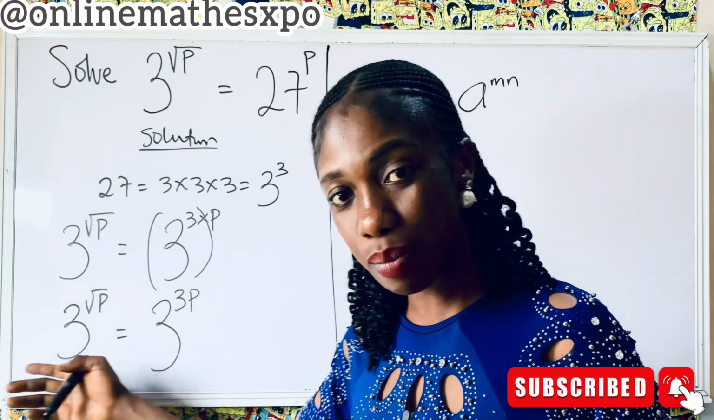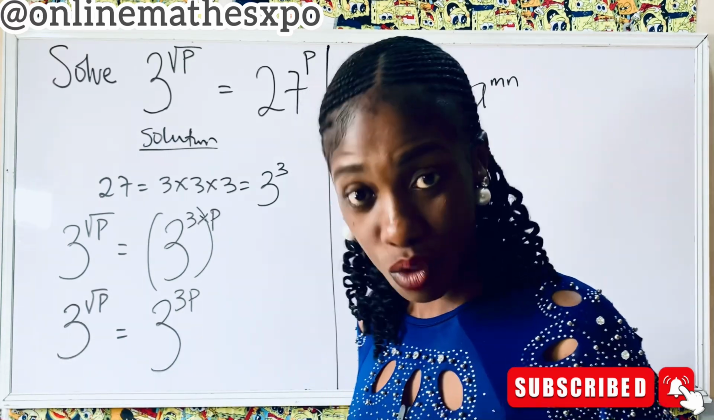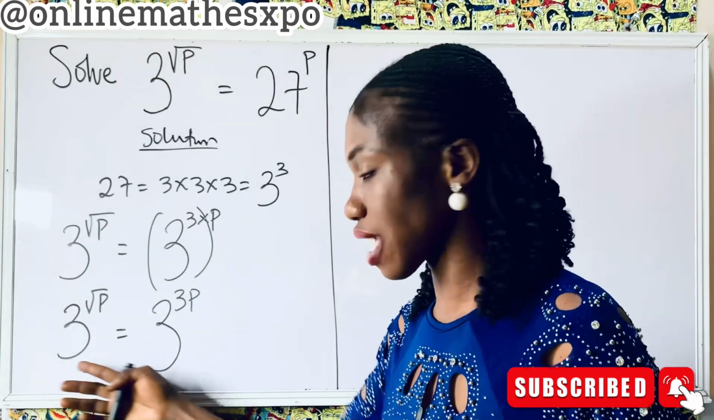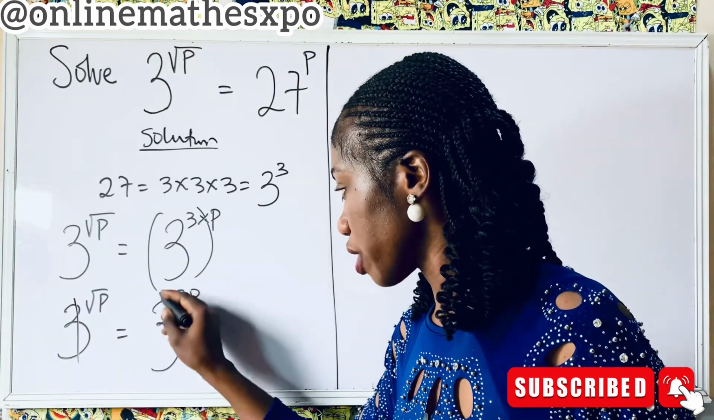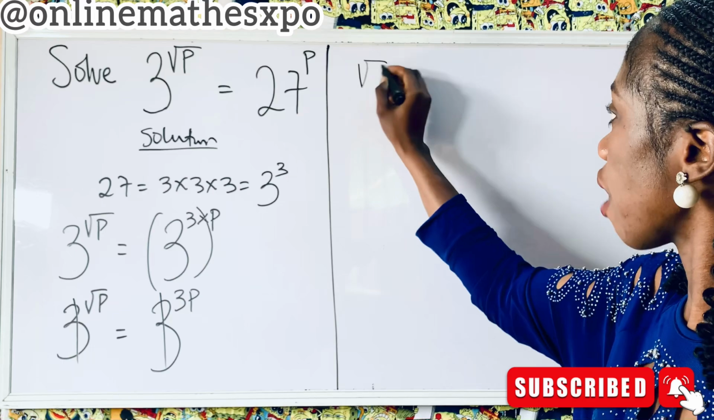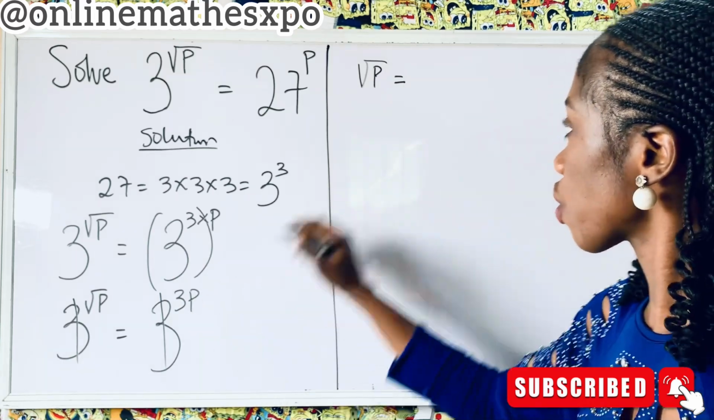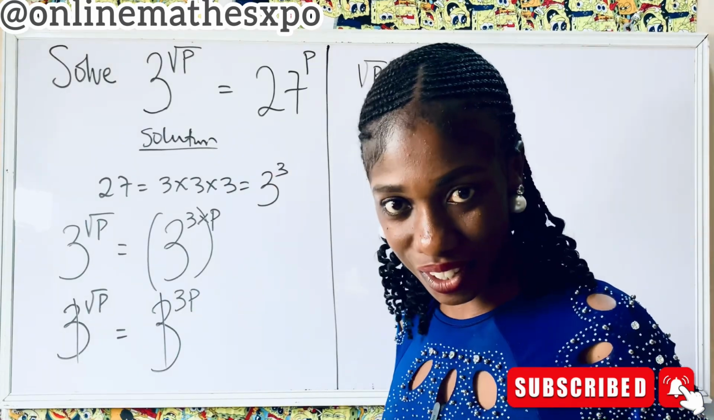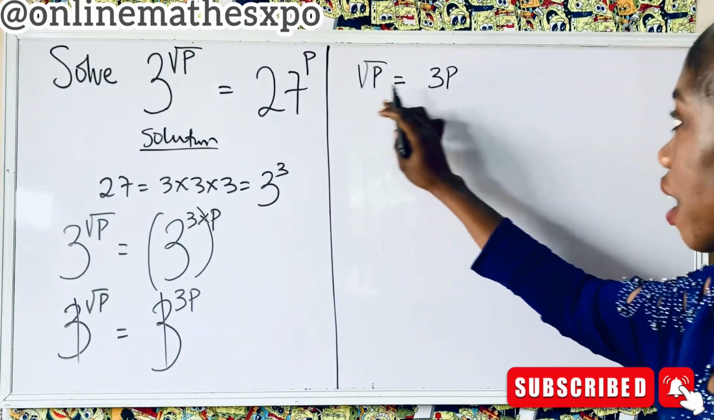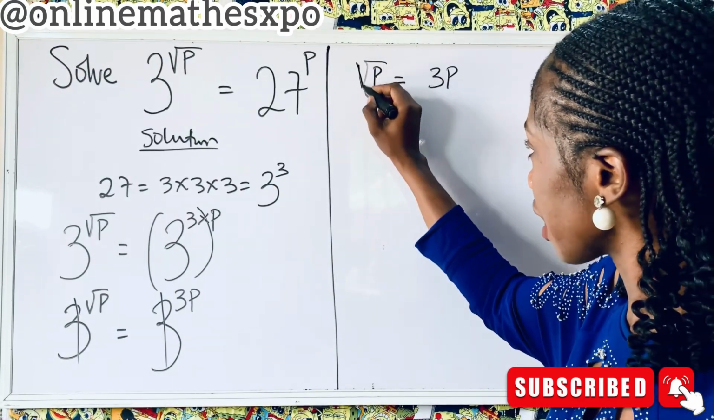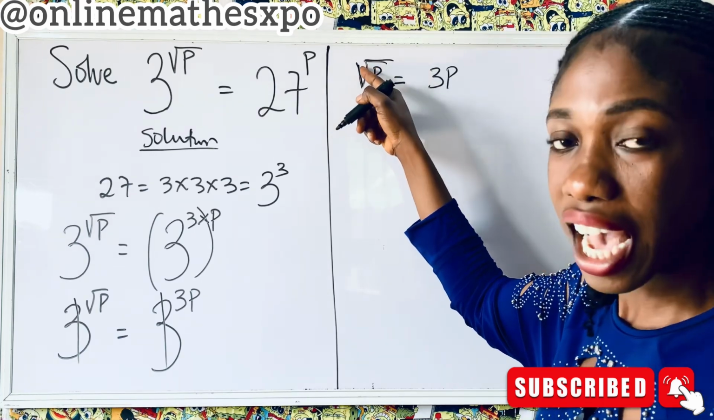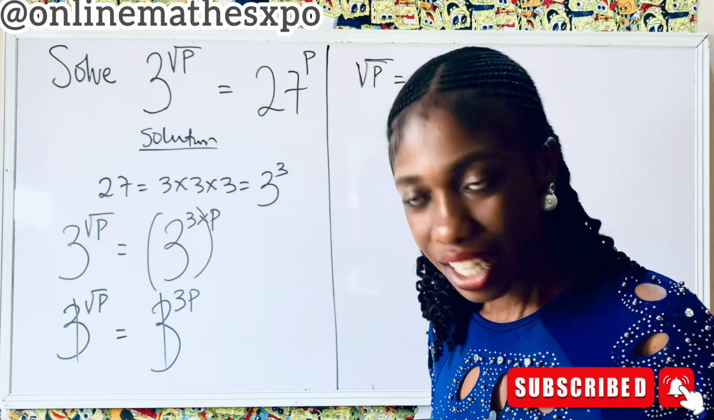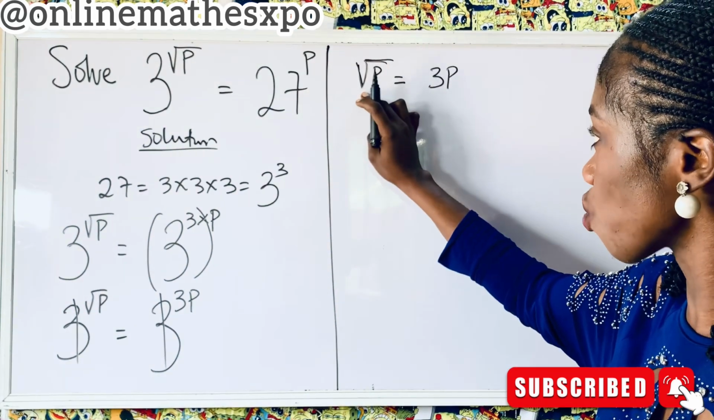In that case, if the bases are the same, we say equate powers. So we are going to equate the powers because the bases are the same. Okay, so we take them off. So we're going to have root p is equal to 3p. Now, how do you solve this equation? To solve this, remember, this is a square root. Okay, there's an invisible 2 here. And each time you want to remove a square root, you always square. So let's see if we can remove this square root here.